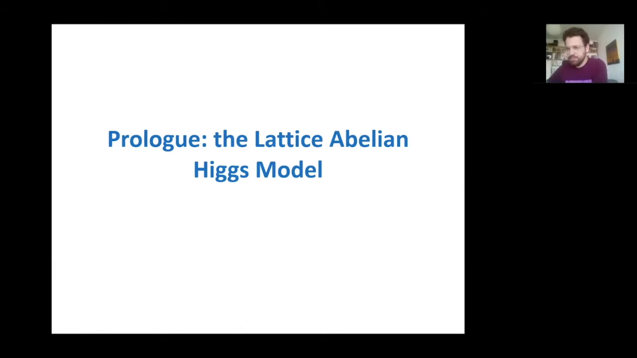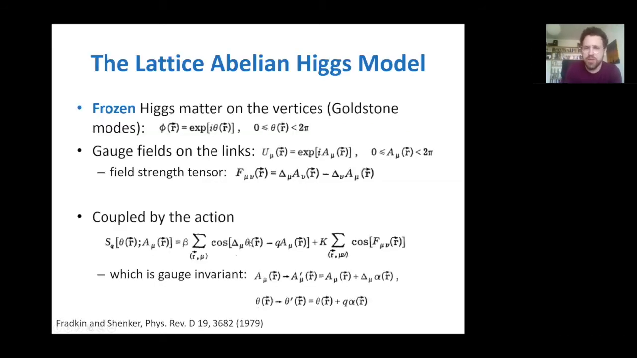So for the start, let me quickly go over the lattice Abelian Higgs model, which in some way inspires this work. This is something that on the lattice was studied by Fradkin and Shenker in this seminal paper that was published in PRD in 1979. Of course, in the continuum, it was done before. And the situation is like this.